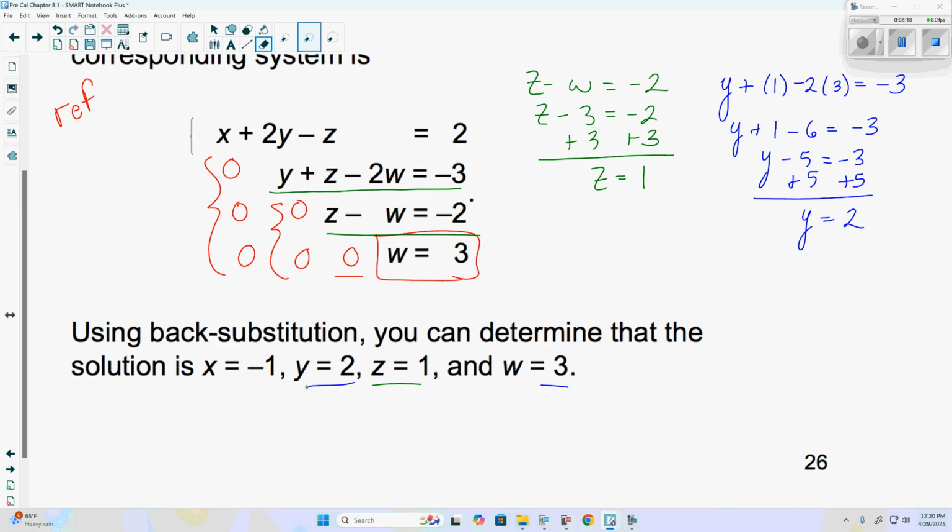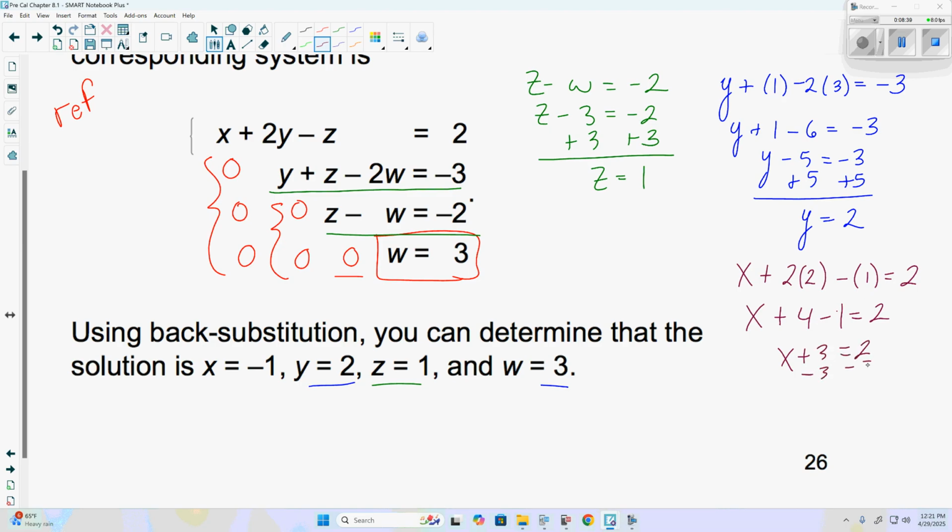Then we can do the exact same thing with the top row, x plus 2y minus z. X plus 2 times y, 2 times 2, minus z equals 2. 2 times 2 is 4. 4 minus 1 is 3. We can substitute back in to determine that value.